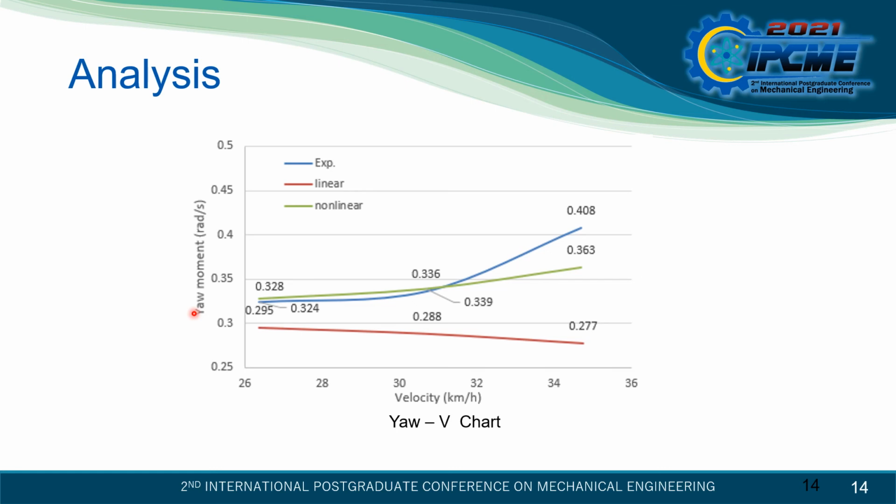What is the difference between the experimental, linear, and nonlinear results? This is the UV chart of the three results: the result from the experiment, from the linear equation, and from the nonlinear equation. We can see that the blue line is the experimental line, which starts with 0.324, 0.329, 0.408, and the red line is the linear one. Here we can see the difference between the linear and the experimental. The linear one goes down more and more, but the blue experimental line increases as the speed increases. The green line is the nonlinear one. By comparing them, we can see the nonlinear one is better matched to the experiment.